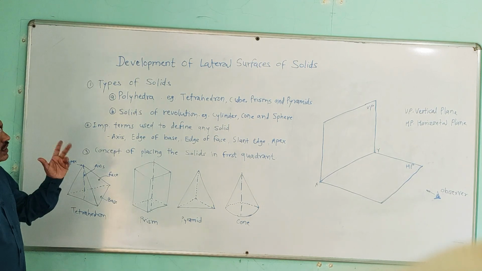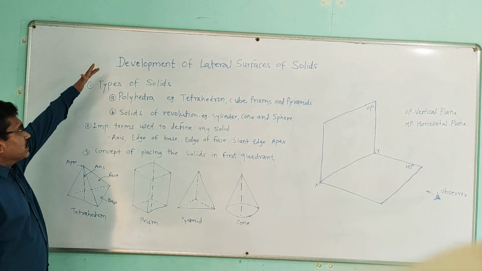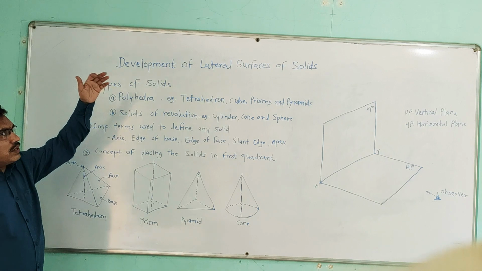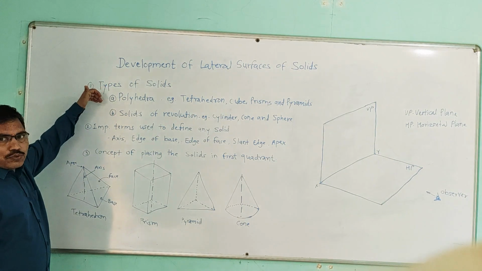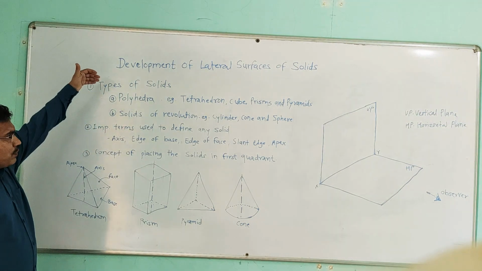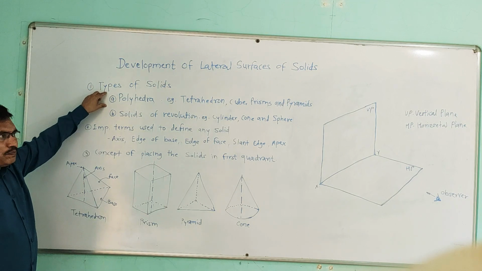Start our new unit, that is development of lateral surfaces of solids. Now, when we discuss this development of lateral surfaces of solids, we must know the different types of solids. So, which are the different types of solids which you know before studying their development? So, the first type is polyhedra.